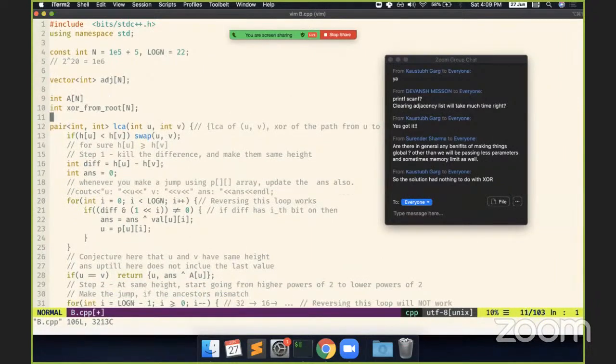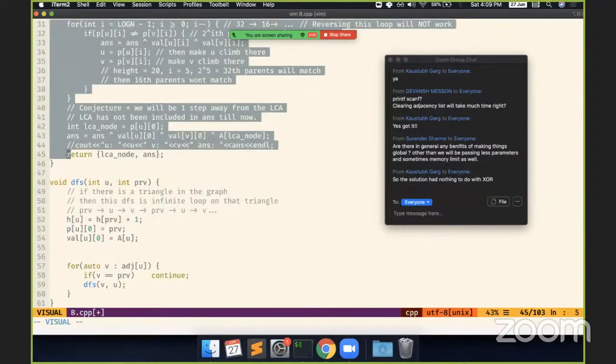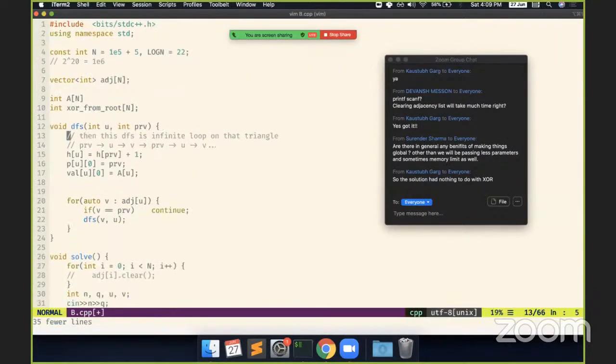Okay, I'll show the simpler solution to this question, which is super short, and it exploits the XOR property.